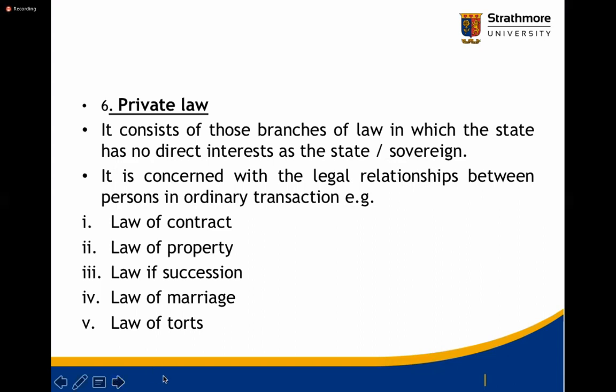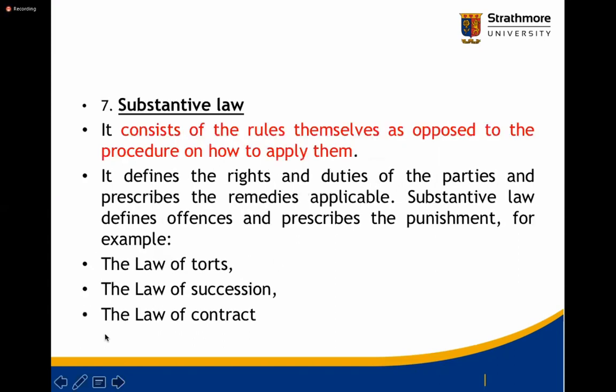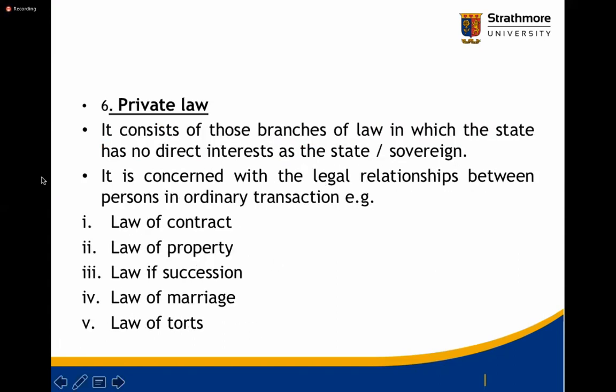So it is concerned with the legal relationship between persons in ordinary transactions: the law of contract, the law of property, the law of succession, the law of marriage, and the law of tort. Those are examples.